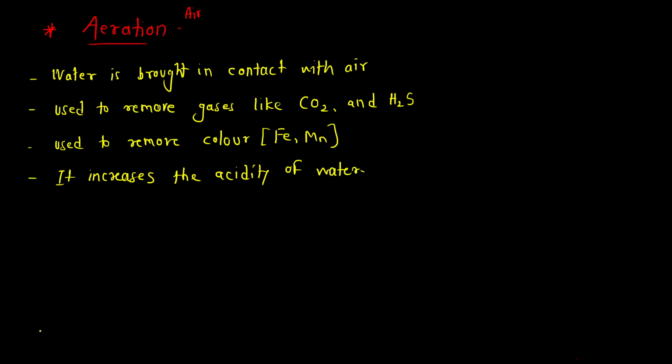Now there are certain types of aerators that we should know. So, types of aerators. And what is an aerator? An aerator is a device which is used to provide aeration to the water. Now, the different types are: the first one is called a spray nozzle.